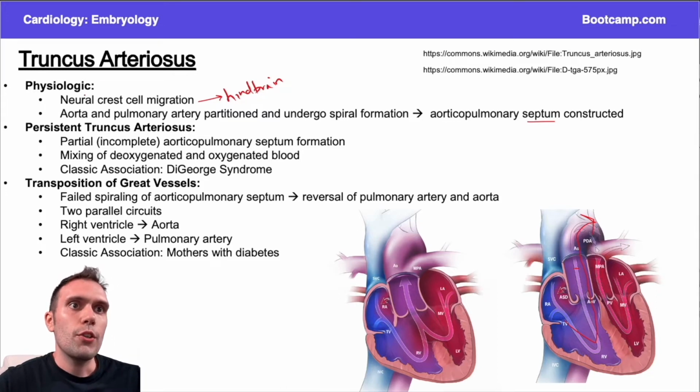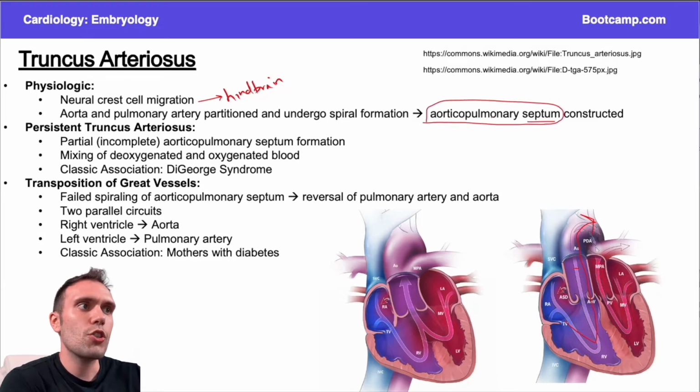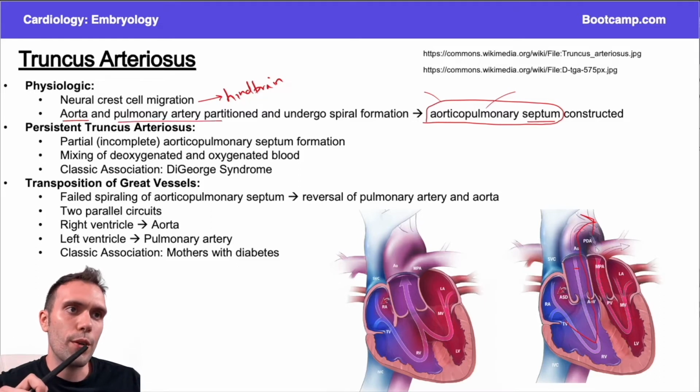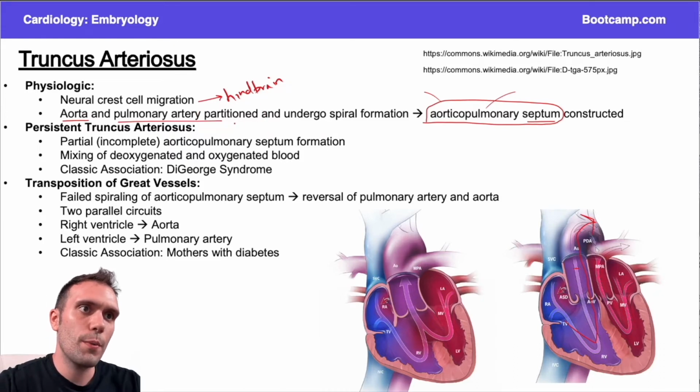Okay, and so I would know that there's neural crest cells involved in this process. They migrate to form an aorticopulmonary septum. Essentially this septum is helping to divide the two structures that are in the name, the aorta and pulmonary trunk. Specifically, the aorticopulmonary septum is going to divide the aorta and the pulmonary artery. So they're separated by the septum. So that's the first thing, right? They're separated by the aorticopulmonary septum, and they have to undergo a spiral formation so that the aorta and the pulmonary trunk get to the right location.